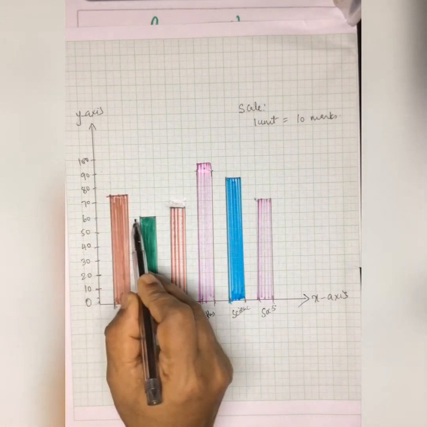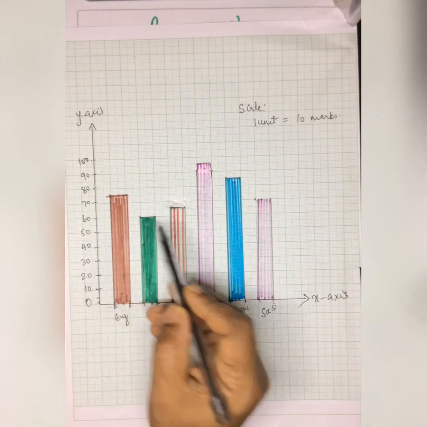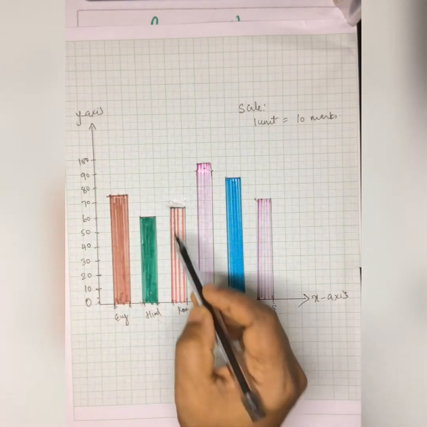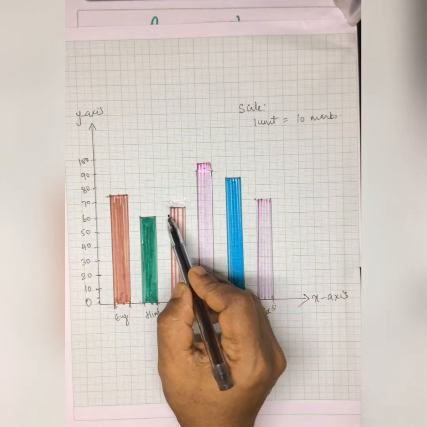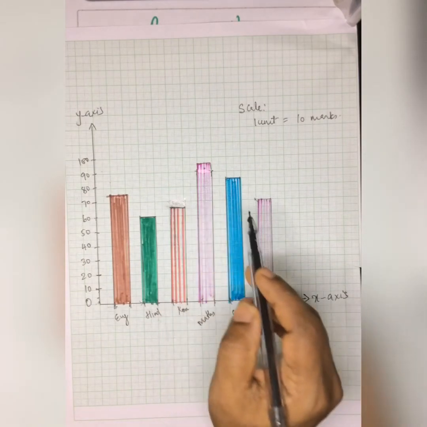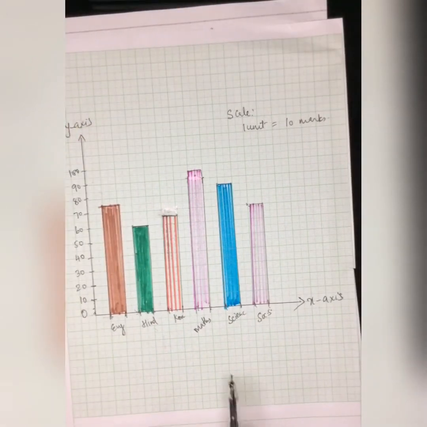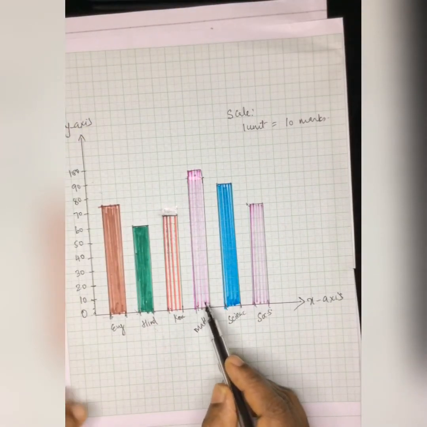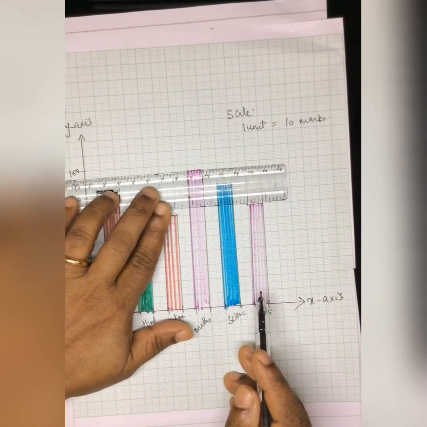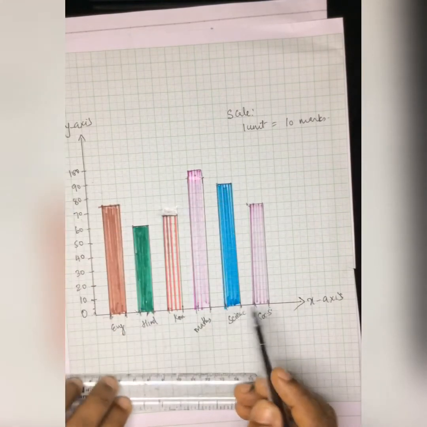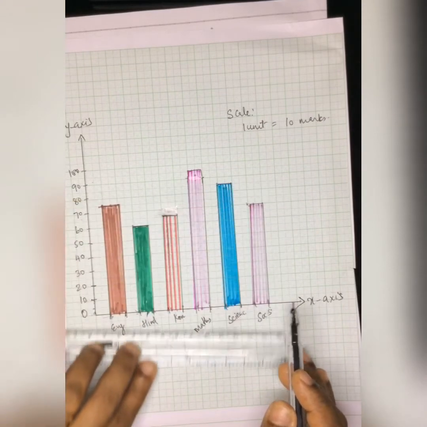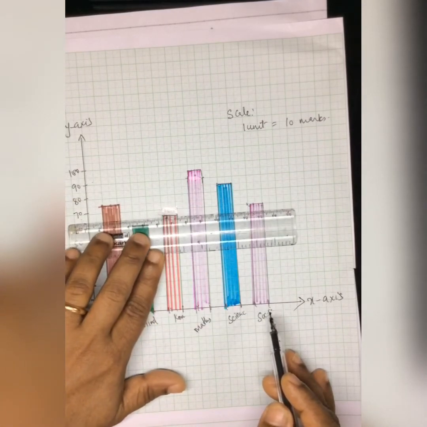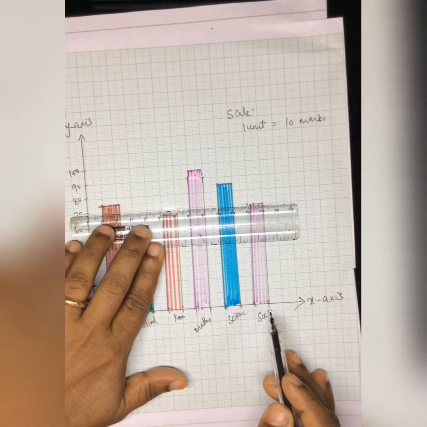You can see it very clearly here. In Konkani, the child has scored 65. After 60, 5 more divisions. In maths, the child has scored 95. In science, they scored 85. And in social science, they scored 70.